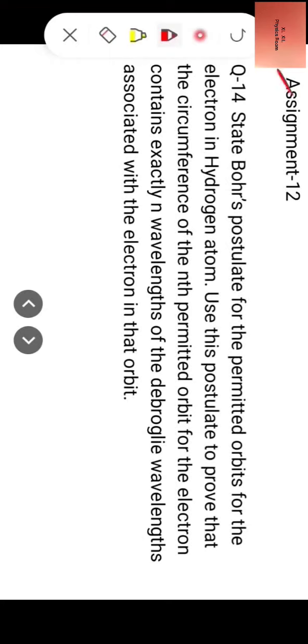Assignment 12 continued. Question number 14. State Bohr's postulate for the permitted orbits for the electron in the hydrogen atom. Use this postulate to prove that the circumference of the nth permitted orbit for the electron contains exactly n of the de Broglie wavelengths associated with the electron in that orbit. Okay, you answer the questions on the basis of the text that you have learnt.